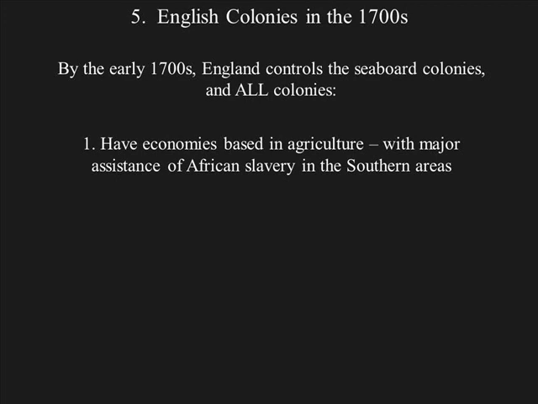And of course, in the southern colonies, they are largely built on the backs of slave labor. Not so much in the north. So you start getting social differences going forward.